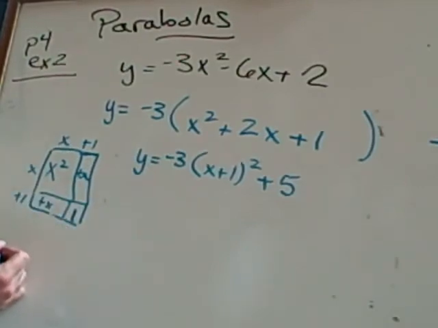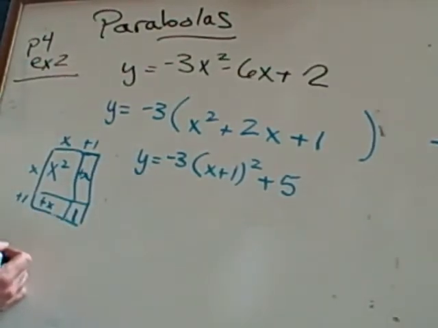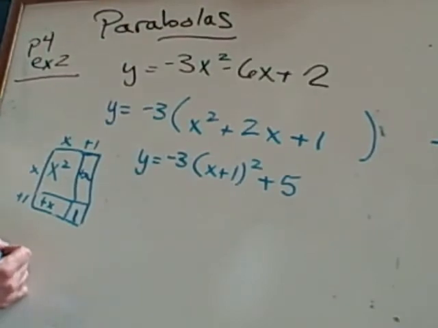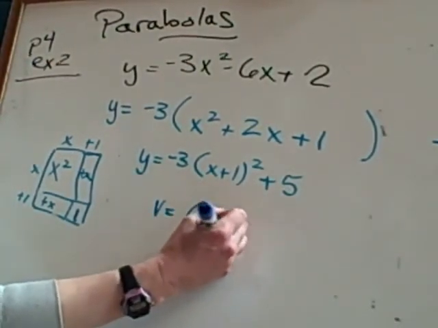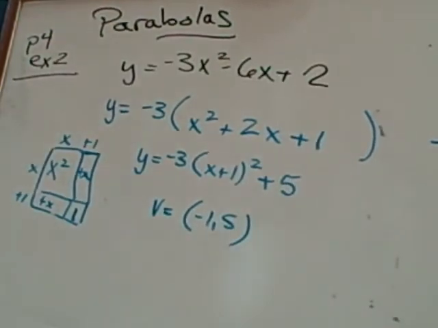So let's just check. You're correct, Brandon. Which totally changes the place of my vertex, but I think we got it all fixed up now. So the vertex here is going to be what? Negative 1, 5. Okay. Thank you, Brandon. You rock.